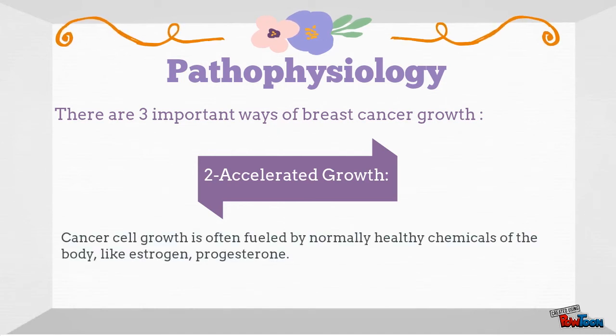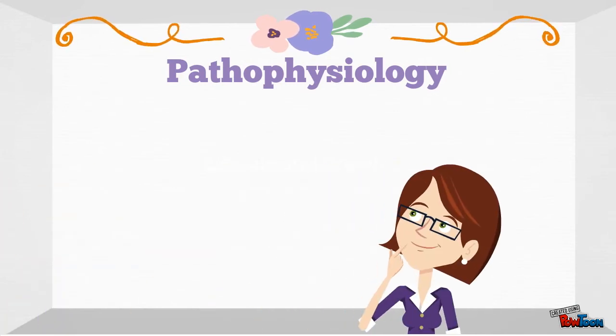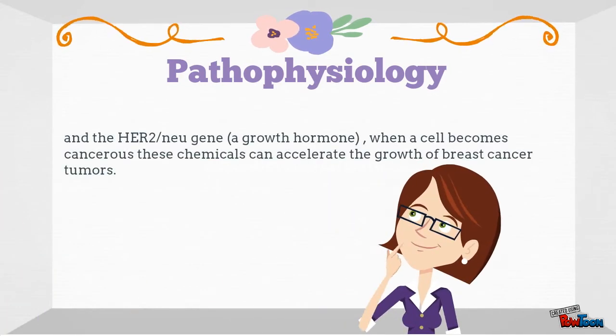The second way is by accelerated growth. Cancer cell growth is often fueled by normally healthy chemicals of the body, like estrogen, progesterone, and growth hormone. When a cell becomes cancerous, these chemicals can accelerate the growth of breast cancer tumors.